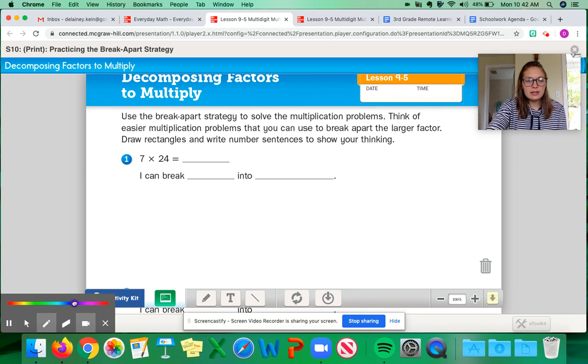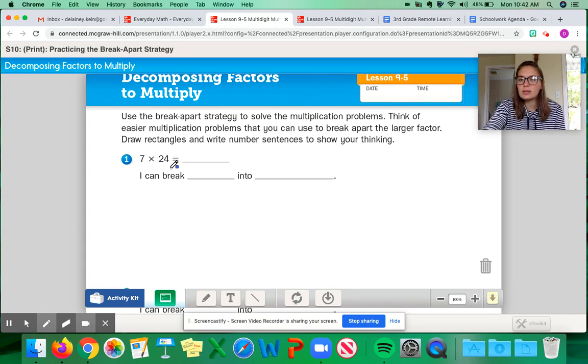What it's asking us here is to pick the number that we would like to break apart. You can choose either one, but in my opinion, 24 is the difficult number there. So I'd like to break 24 up. What two numbers could we break 24 into to make them easier to work with? Now remember, it's often easier to use a 10, a number with a 0 at the end, when you're breaking apart numbers. I'm going to break 24 into 20 and 4.